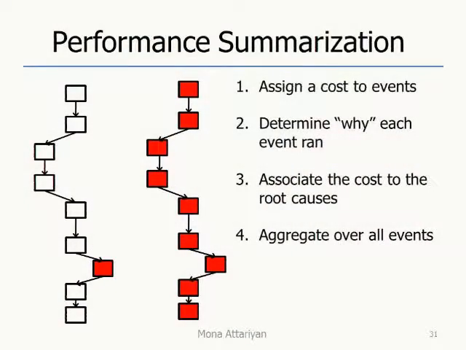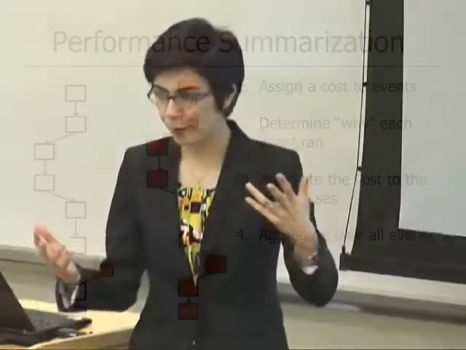So from a really high level, this is how X-ray works. We assign a cost, basically a performance cost, to different events of the execution. Those are instructions and system calls. And then we determine, using a ConfAid-like analysis, why each of those ran. And then we associate this performance cost to the root causes that we just determined, and then we aggregate over the entire execution, and then we rank the results.